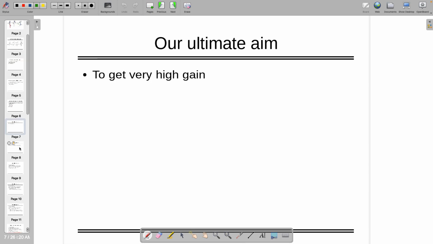Exactly, in a single stage amplifier we wanted to achieve very high gain, right? This is our ultimate aim. We want to have more and more gain. Common source amplifier we have seen, common gate amplifier we have seen, common drain we have seen. Common drain has a gain less than 1. Common gate, of course, you can have more gain, but by looking at that you can find out the gain may not be very high, maybe in the range of intrinsic gain only.